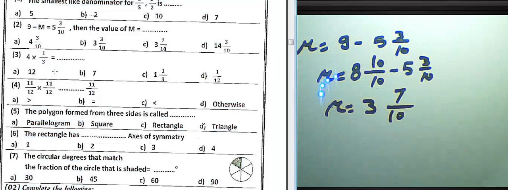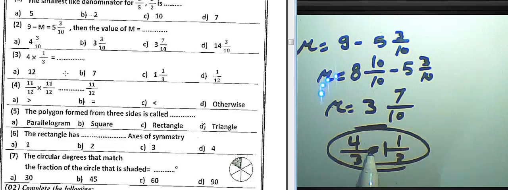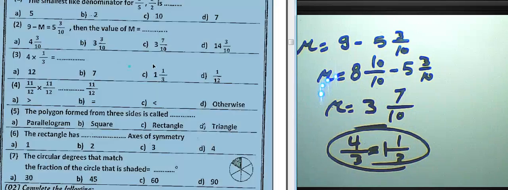4 times 1 over 3 equals 4 over 3. 4 over 3 will be 1 and 1 over 3. Convert from improper to mixed number. Write 1 here outside because 4 divided by 3 equals 1 and remainder 1. Letter C.